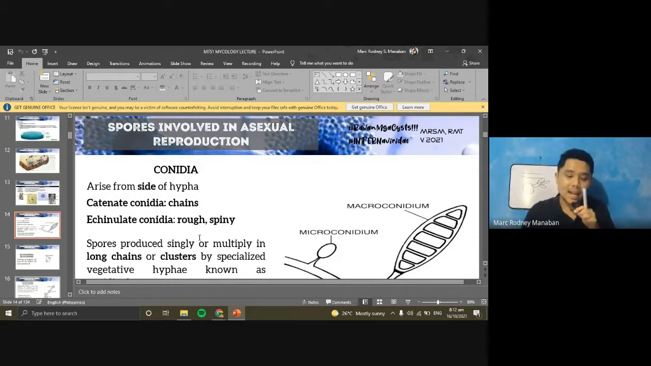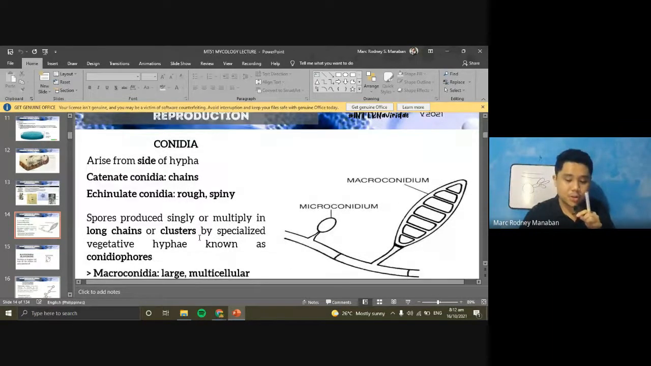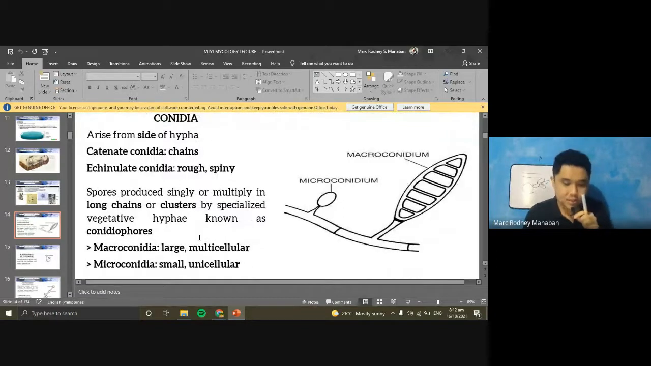They could be catenate, meaning in chains, or echinulate. When you say echinulate, they have spine-like projections or a rough appearance. The spores are produced singly or multiply in long chains or clusters, and they are produced by conidiophores. Conidiophores are the stalks or branches that produce your conidia. There are two types: microconidia and macroconidia. Macroconidia, as the name says, are large and multicellular. Microconidia are small and usually single-celled. Microconidia are very important for dermatophytes, for their identification.